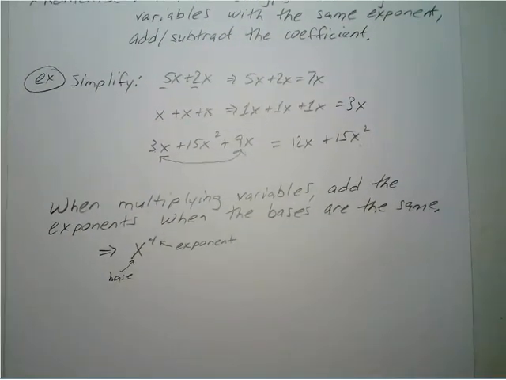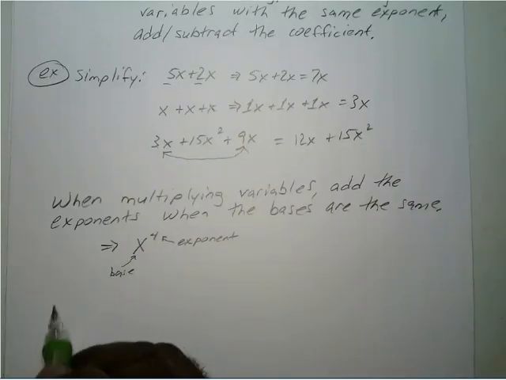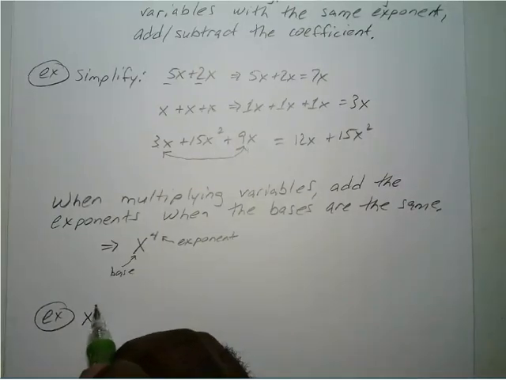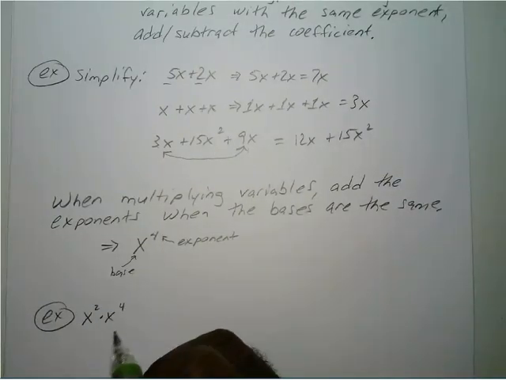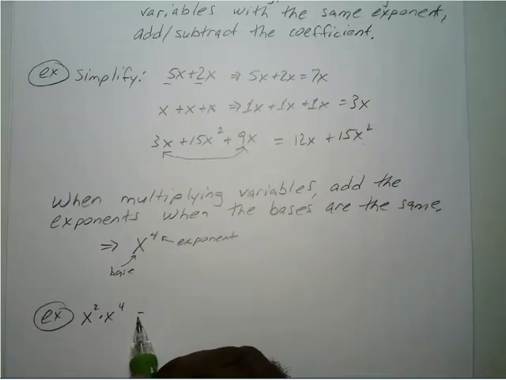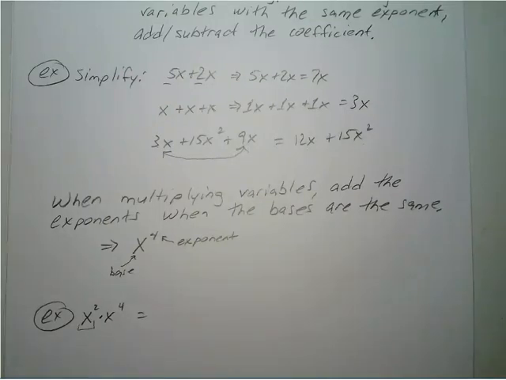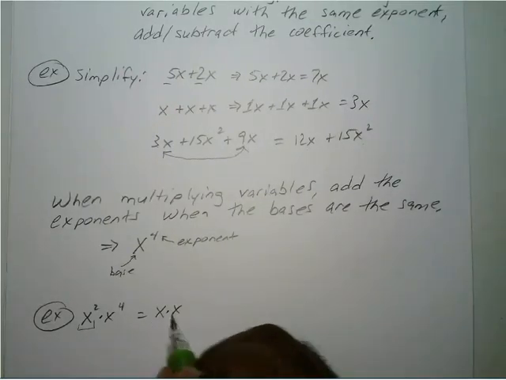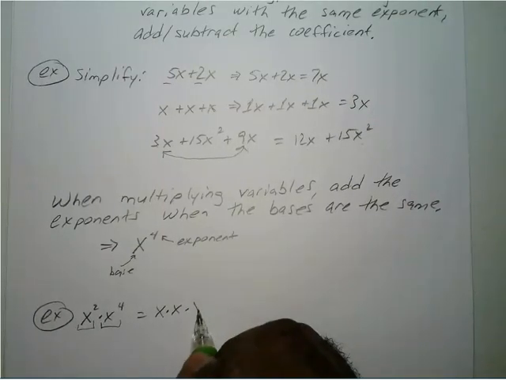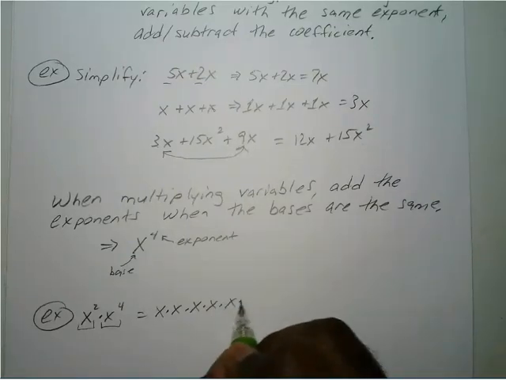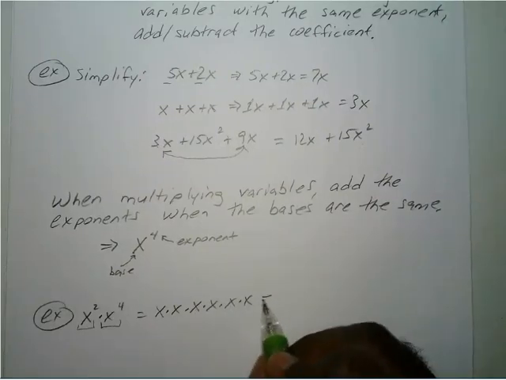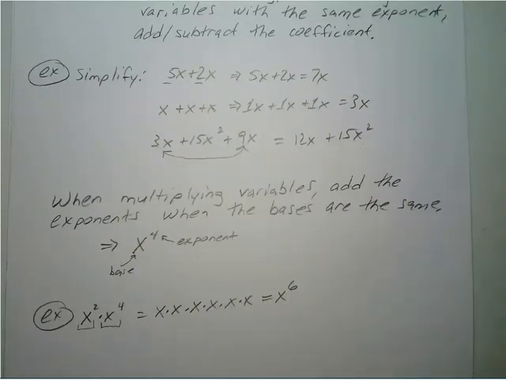So let's say, for example, we have x squared times x to the 4th. If we wanted to break this down, x squared is just x times x, times x to the 4th, which is x times x times x times x. So we have 1, 2, 3, 4, 5, 6, so that's x to the 6th power.